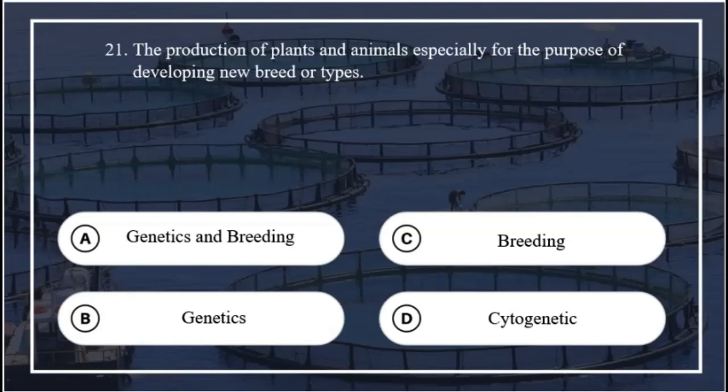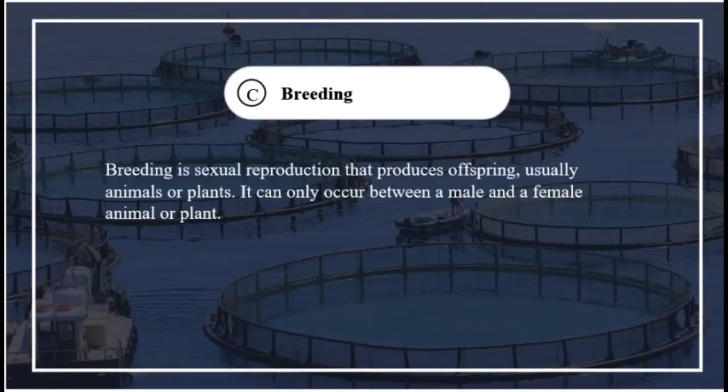21. The production of plants and animals especially for the purpose of developing new breeds or types. A. Genetics and breeding. B. Genetics. C. Breeding. D. Cytogenetic. Answer. C. Breeding is sexual reproduction that produces offspring, usually animals or plants. It can only occur between a male and a female animal or plant.